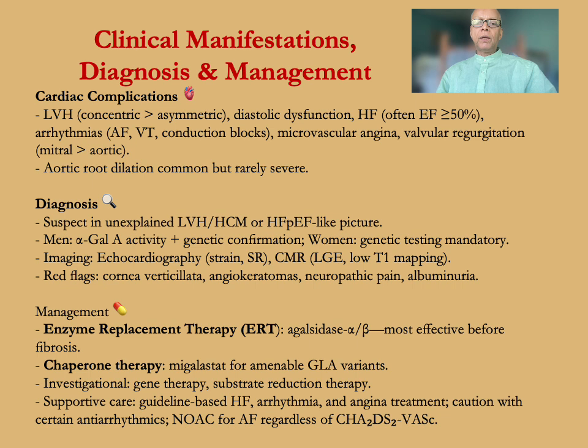Management: enzyme replacement therapy like agalsidase alpha and beta, most effective before fibrosis. Chaperone therapy: migalastat for amenable GLA variants. Investigational gene therapy is going on and substrate reduction therapy. Supportive care: guideline-based heart failure, arrhythmia, and angina treatment. Caution with certain antiarrhythmics. DOACs for AFib regardless of CHA2DS2-VASc score.